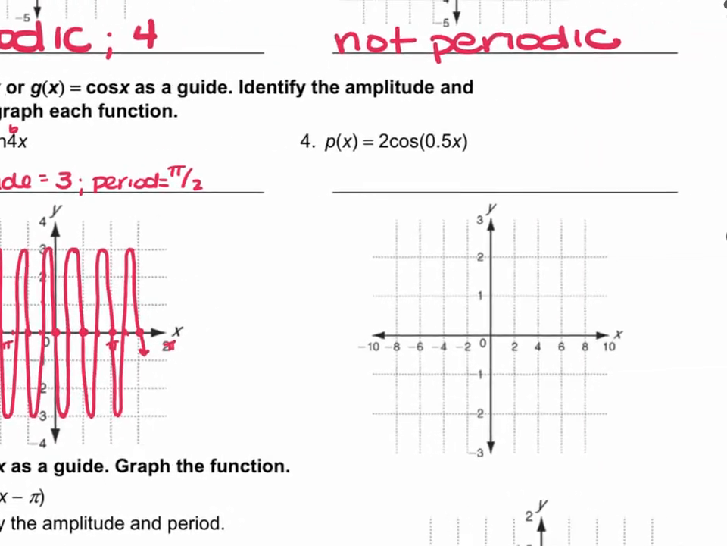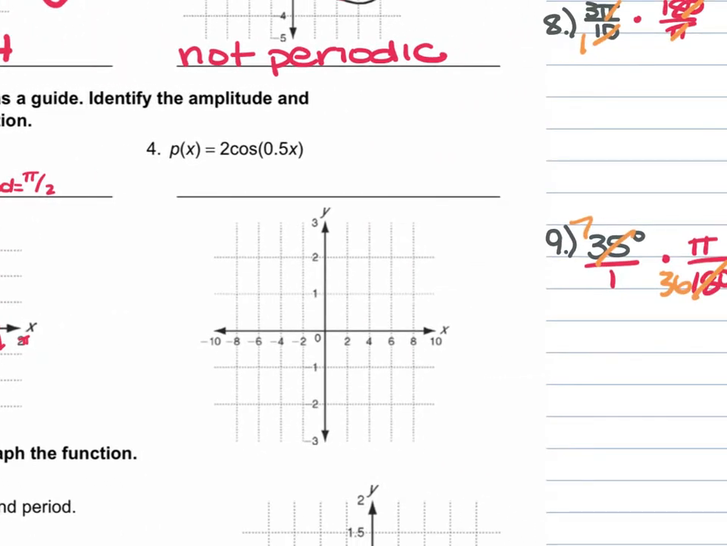For number 4, we're given p of x is equal to 2 cosine 0.5x. So this is the same thing as 1/2 x, so it might be a little bit easier for you to do your period with. So your amplitude is the absolute value of 2, which is 2. Your period is 2 pi over the absolute value of b, which is 1/2. So that's 2 pi over 1 times 2 over 1, so that's 4 pi.